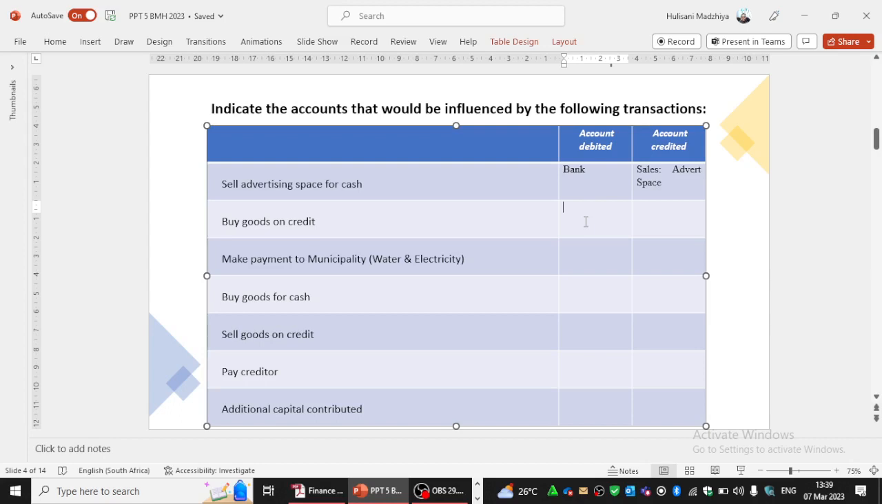The account debited, would it not be inventory, and then credited would be creditors control? Okay, what is the other terminology for creditors control? I'm not quite sure. Okay, you're 100% correct.